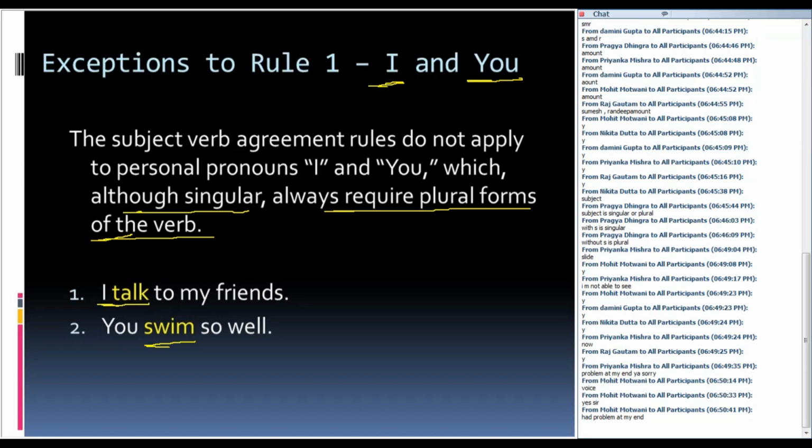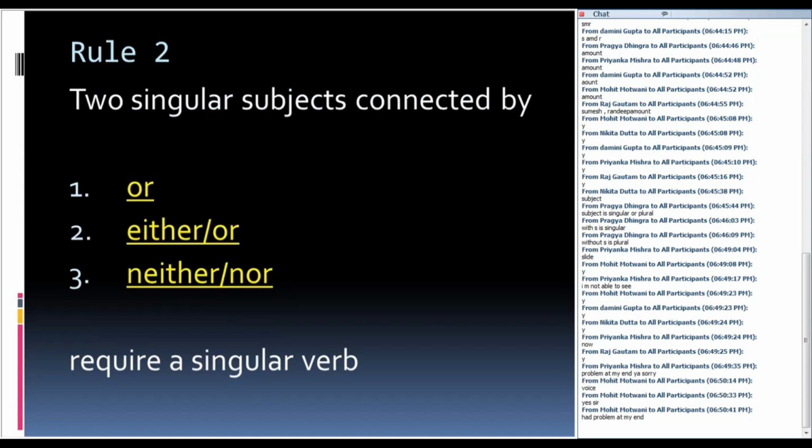Let's move to rule number 2. What happens in rule number 2? Rule number 2 states that if you have two subjects and both of them are singular and they are connected by words or, either or, neither nor, then the subject becomes singular and you will need to use a singular verb. So even though you have two singular subjects connected by or, either or, neither nor, the subject becomes singular, and that is why you will require a singular verb.